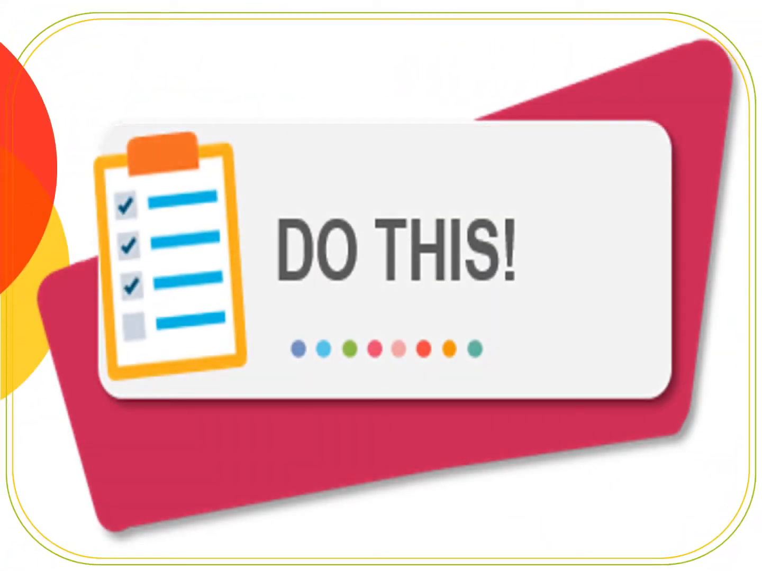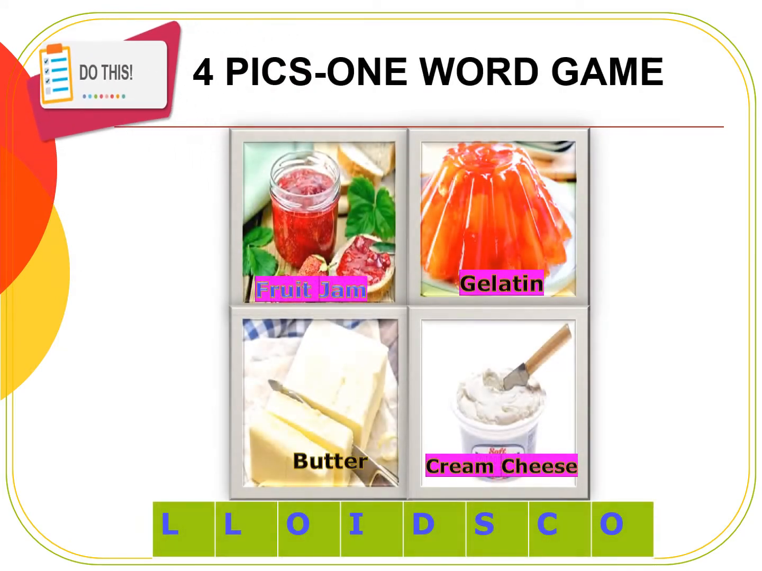This time, we have to perform the next activity about colloids and suspensions. Are you ready? So let's start. The activity is entitled 4 Peaks, 1 Word Game. Ang nakikita ninyo sa inyong screen ay ang iba't ibang pictures na nagdi-describe sa jumbled word na nakikita sa pinakababa. Analyze the pictures carefully to find out the correct word.